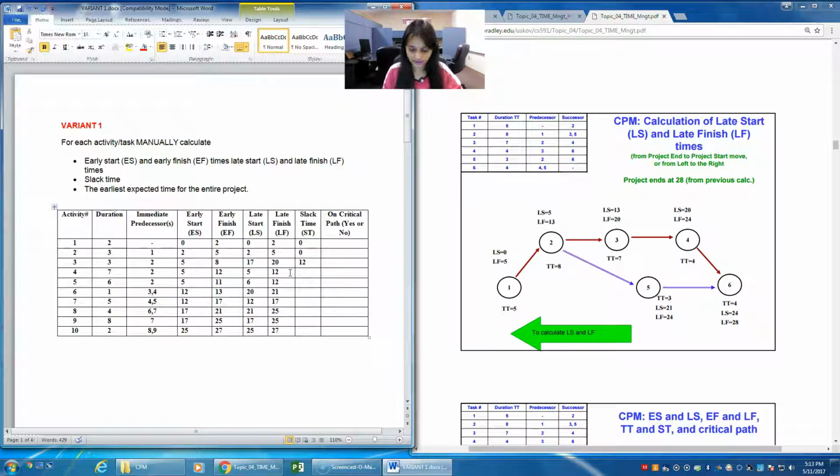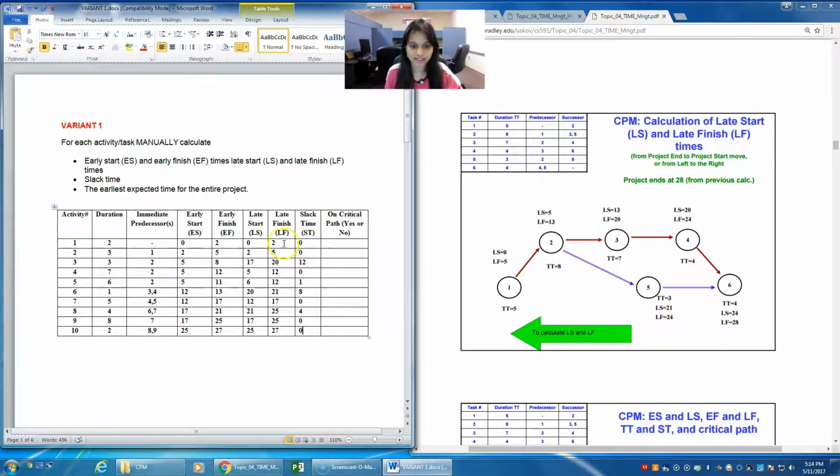And for 4, it's again 0. For 5, it's 1. For 6, 20 minus 12 is 8. For 7, it is 0. For 8, 21 minus 17 is 4. For 9, 0. For 10, 0.